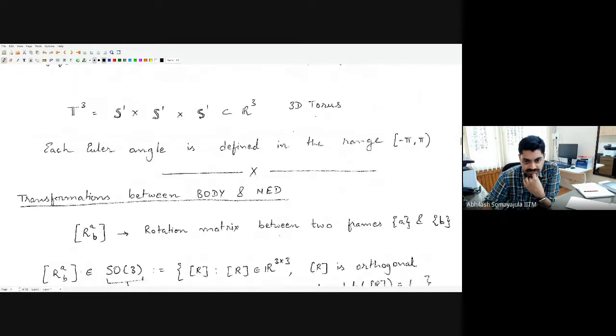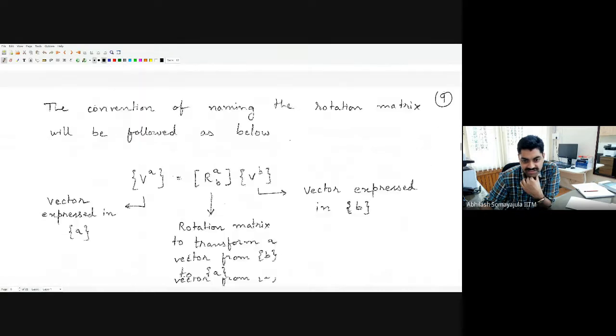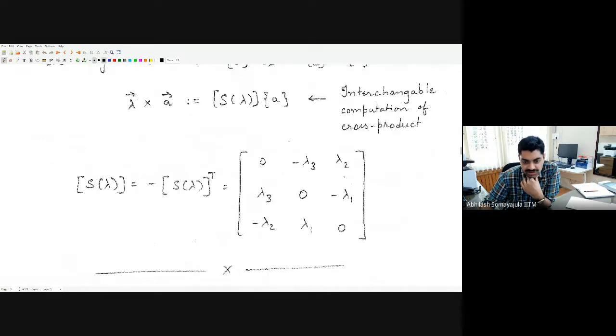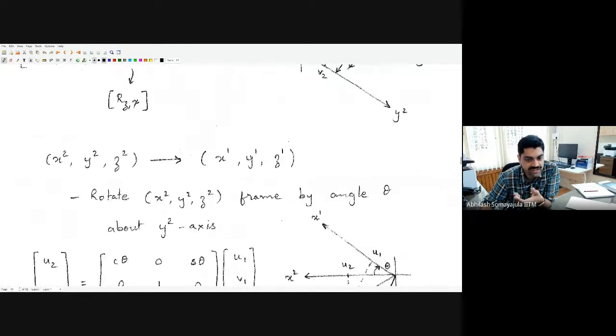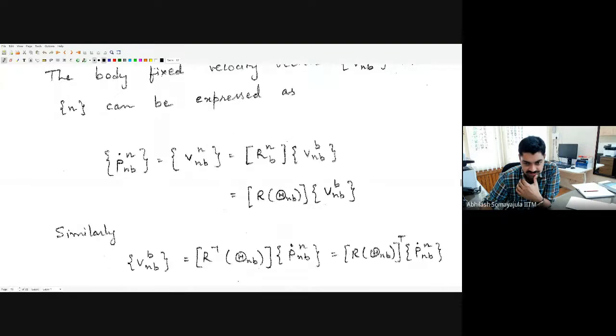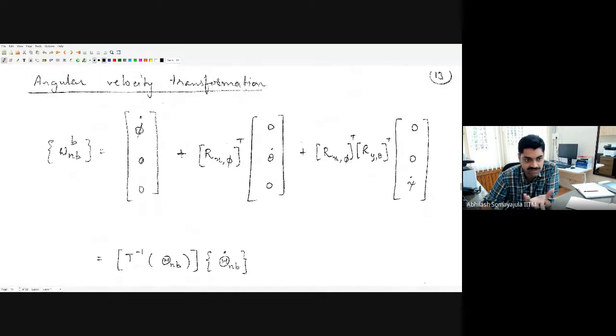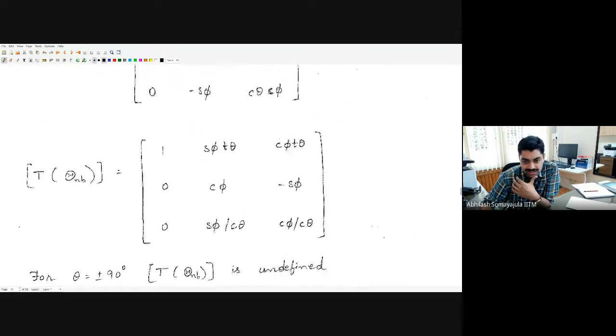All right, in the last class, we had discussed the transformation between the body and the NED frame using this rotation matrix, and also we looked at how the angular velocity gets transformed. We saw the angular velocity between the body-fixed frame and the Euler rates, and how the transformation looks. And we saw that this particular transformation is singular when we have theta equal to plus or minus 90 degrees.